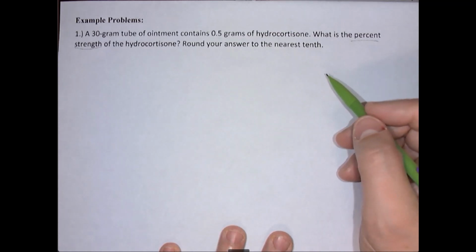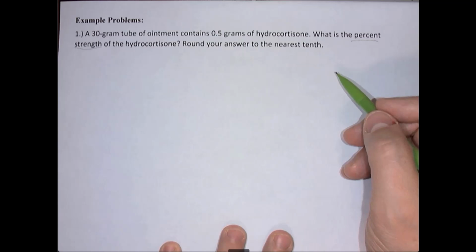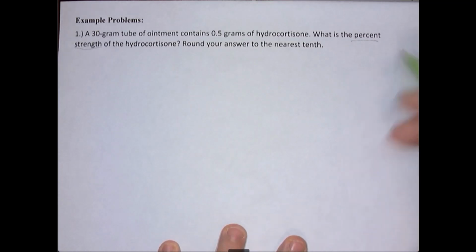Now, for this problem, it doesn't explicitly state which type of concentration it is. So remember, we have three choices. It could be weight to volume, it could be volume to volume, or it could be a weight to weight concentration. But eventually you should be able to get to the point where you read a problem like this and it becomes pretty intuitive which of these concentrations it is.